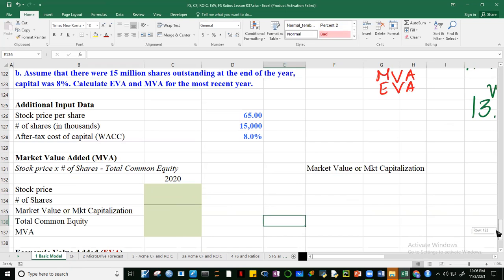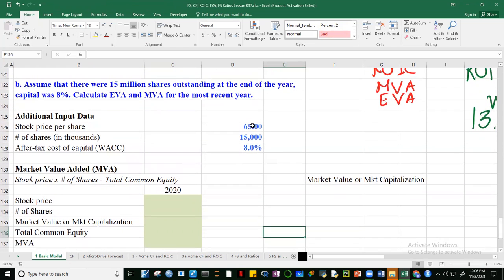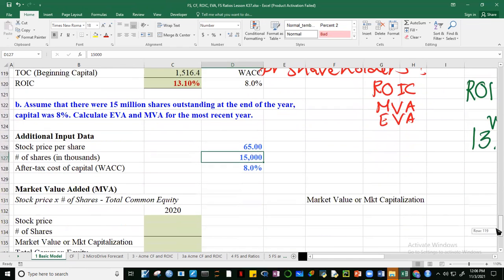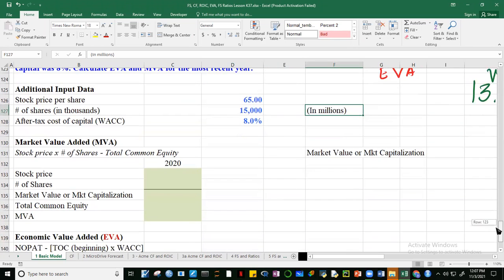We compute for market capitalization by multiplying the stock price, which we're given at 65, by the number of shares. We're also given the number of shares, but this is in thousands. If this is in thousands and our data is in millions, then we will have to convert this, guys. We will have to convert this in millions. So 15,000, which is in thousands, how do we convert this in millions? Anyone, guys?